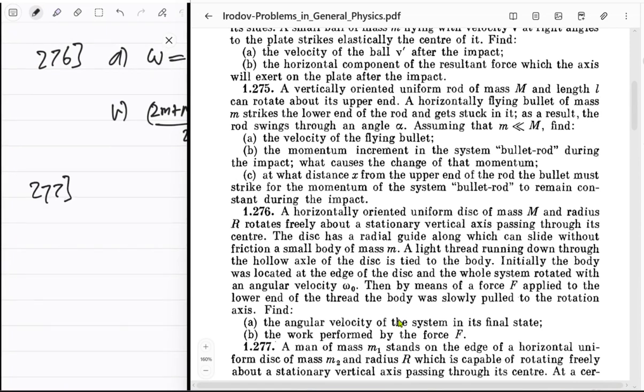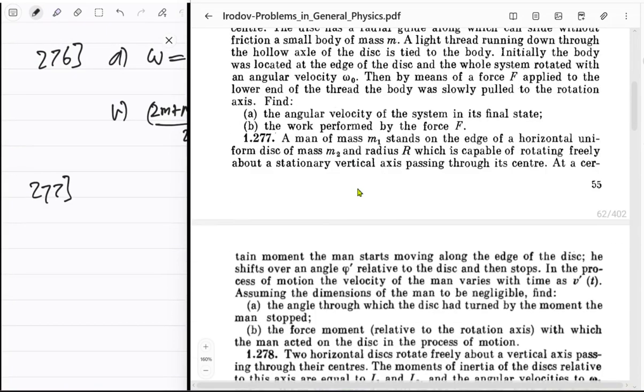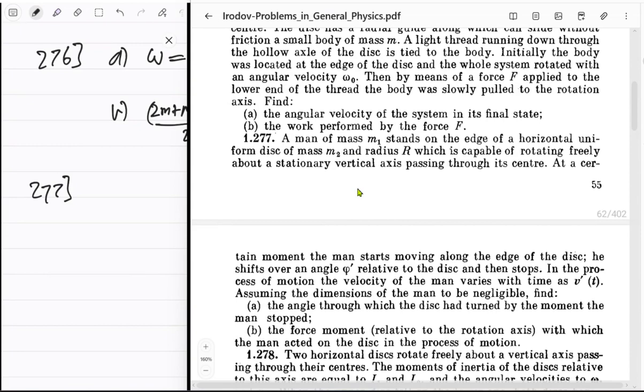277. A man of mass m1 stands on the edge of a horizontal uniform disk of mass m2 and radius r, which is capable of rotating freely about a stationary vertical axis passing through its center. At a certain moment, the man starts moving along the edge of the disk. He shifts over an angle phi dash related to the disk and then stops.